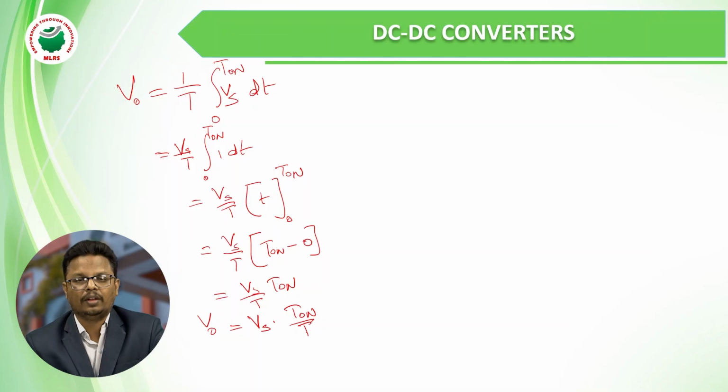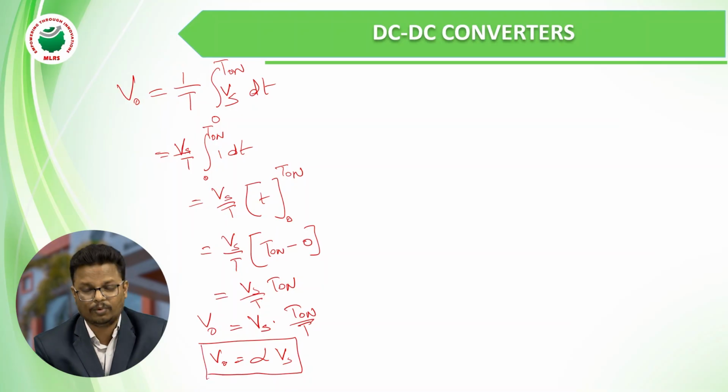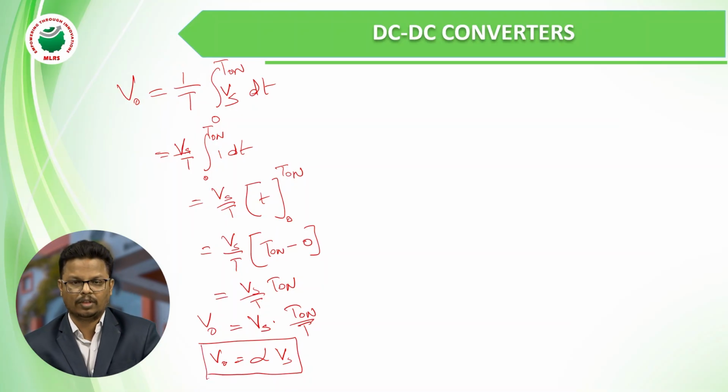Okay, so here T on by T is nothing but the duty cycle. It can be denoted with capital letter D or an alpha. So we are denoting it with alpha. So alpha Vs. This is the average output voltage equation for the step down chopper. Okay. So V naught is equal to alpha Vs.